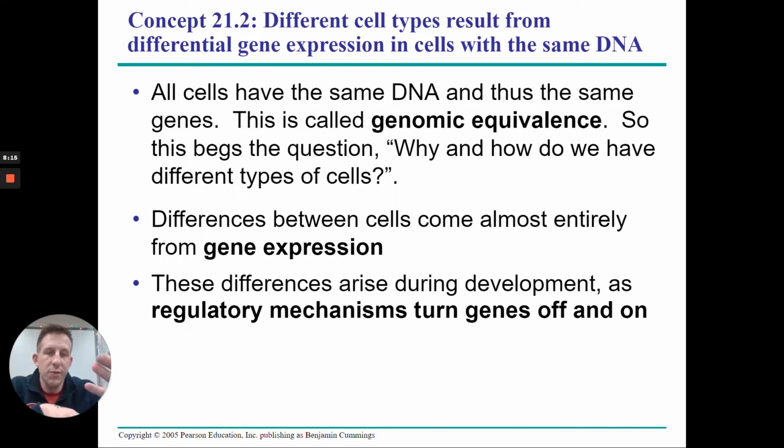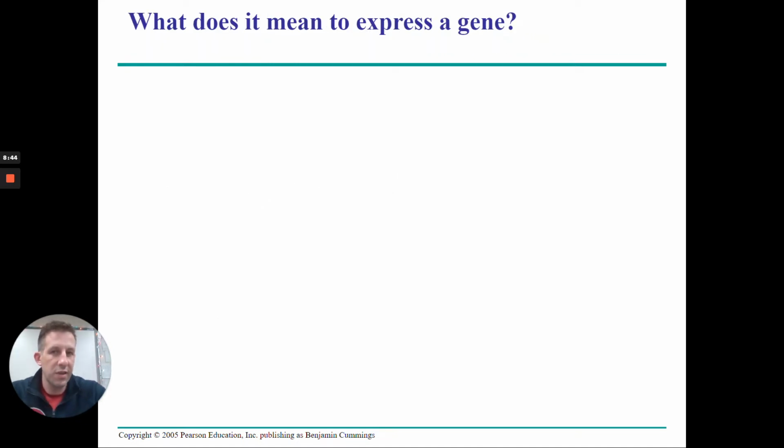But these differences that we see in different cells, so the differences that I see in the tips of my fingers compared to my eyeballs, compared to my heart or whatever, are due to gene expression, okay? And these differences arise during development, different stages of development, as different regulatory mechanisms in our DNA will turn certain genes on and off.